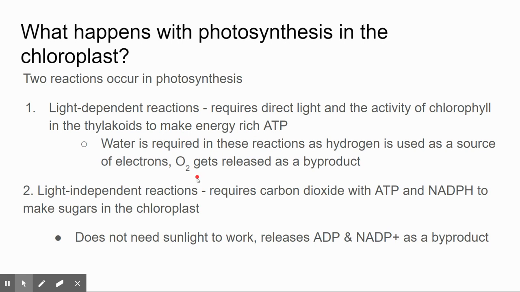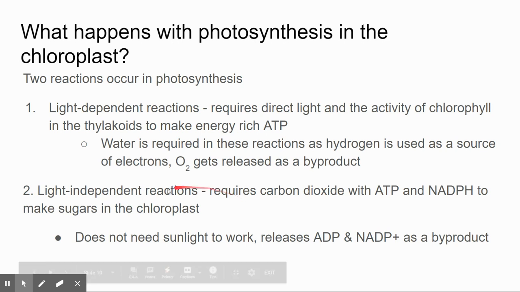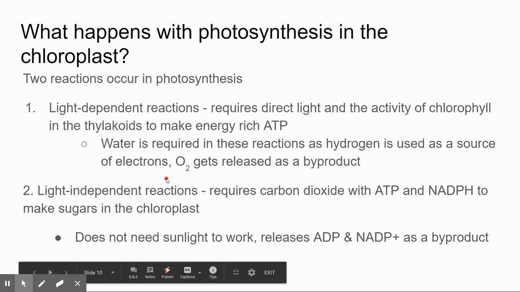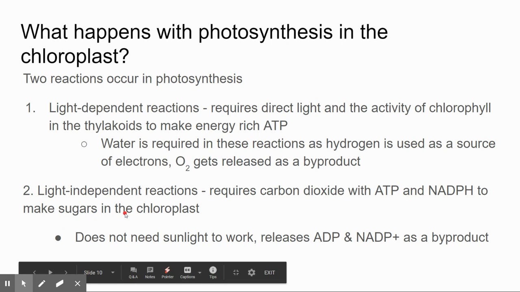Okay? Our second type is light-independent reactions. Light-independent reactions require carbon dioxide with ATP and NADPH to make sugars in the chloroplast. This does not need sunlight to work. This releases ADP and NADP plus as a byproduct. So this section where we're making the sugars will continue to go until they run out of reactants, but it does not rely on sunlight to actively be making sugars.